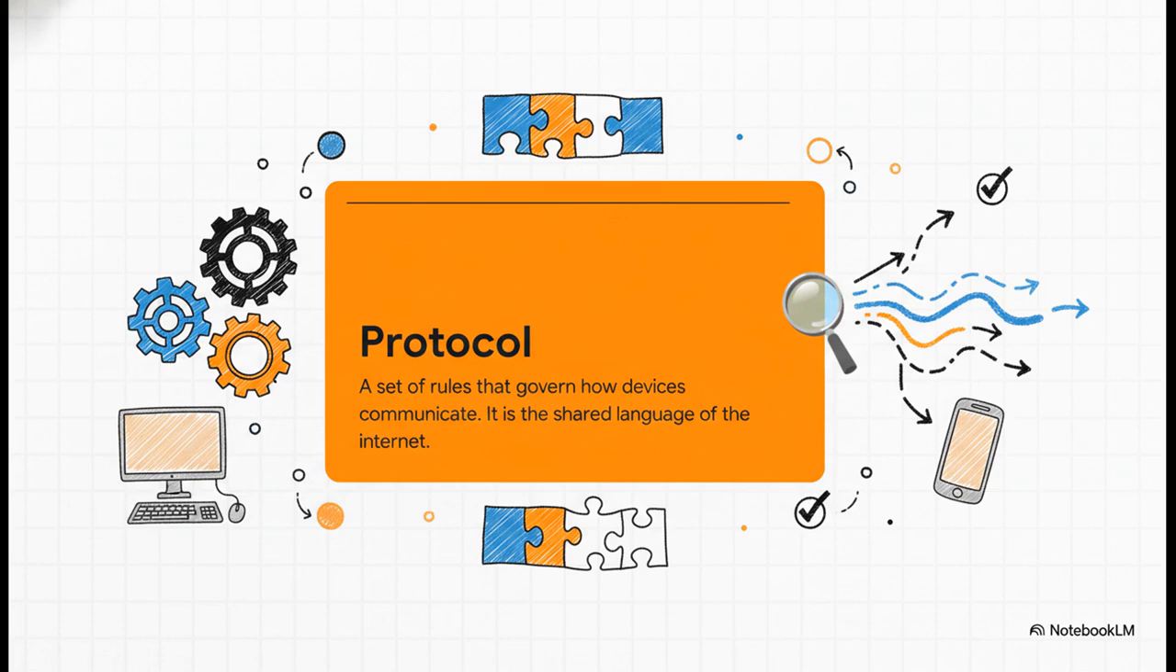And this shared language is all about protocols. Now, don't let the word scare you. A protocol is just a set of rules. It's like grammar and etiquette for machines. It makes sure that when one computer sends something, any other computer knows exactly how to receive it, how to open it, and how to read it correctly. It is the absolute foundation of everything we do online.